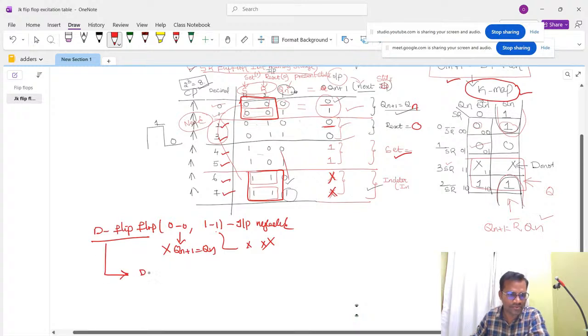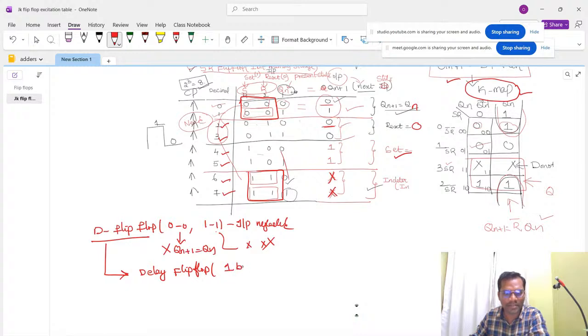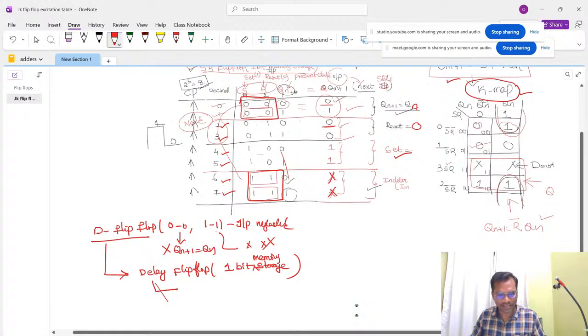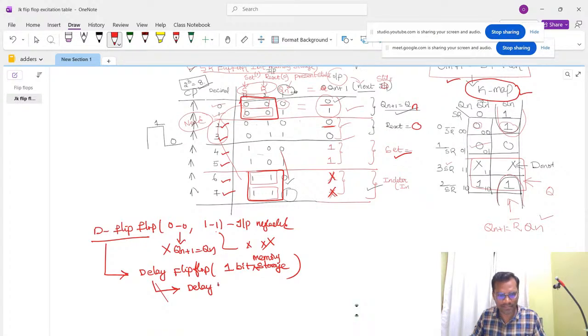D means it is called a delay flip flop. So how many memory bits can this flip flop store? A flip flop is a 1 bit memory storage. Like this, thousands of flip flops will be there in your computer, which is called a 1 bit memory storage unit. This delay flip flop is going to delay by one clock cycle. That's why it is called delayed, or this flip flop gets delayed by one clock cycle.